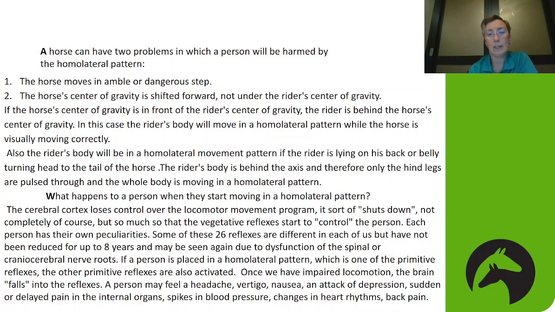Once we have impaired locomotion, the brain falls into the reflexes. A person may feel a headache, vertigo, nausea, an attack of depression, for example, sudden or delayed pain in the internal organs, spikes in blood pressure, changes in heart rhythm, back pain.